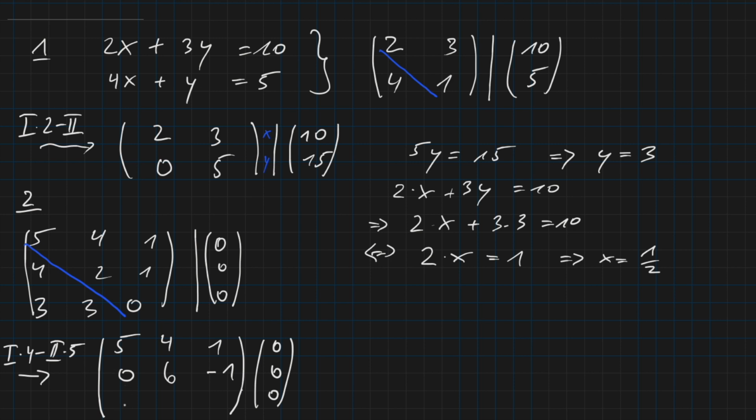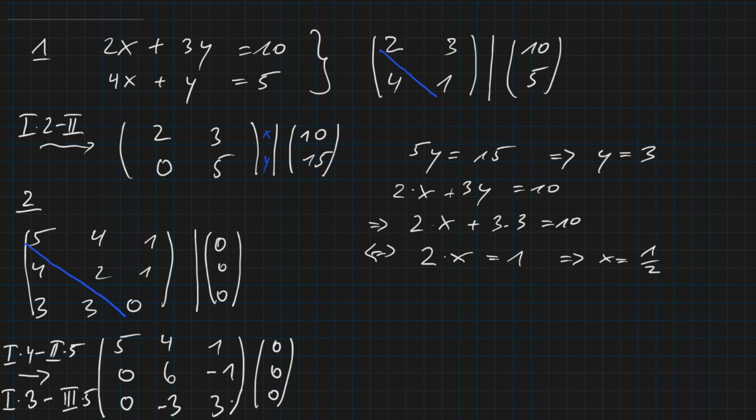And we need to get a 0 here as well. We have a 3 right now, so we take the first row, multiply by 3, subtract the third row times 5. And this gives us a 0 here, because we have 5 times 3 is 15, and 3 times 5 is also 15. Then we have 4 times 3, which is 12, minus 3 times 5, this is 15. 12 minus 15 is minus 3. And then we have 1 times 3, which is 3, minus 0 times 5, this is 0, so we just have 3 here.